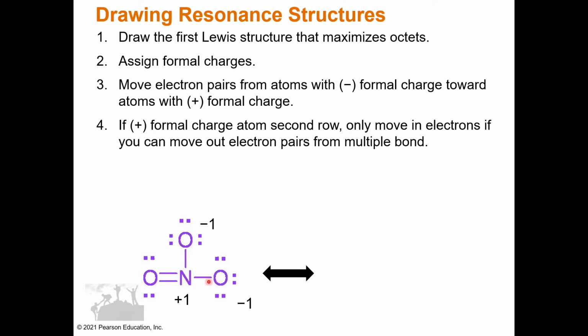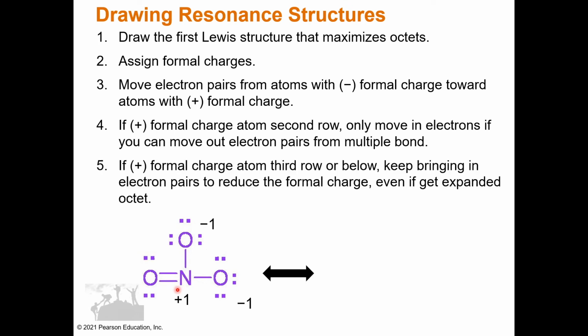Now we have to be very careful because nitrogen is not found in the third row or below. So nitrogen cannot have an expanded octet. Okay, so we have to keep that in mind. If we do have an atom that's in the third row or below, let's say that this is phosphorus, it can have 5 pairs of bonding electrons.